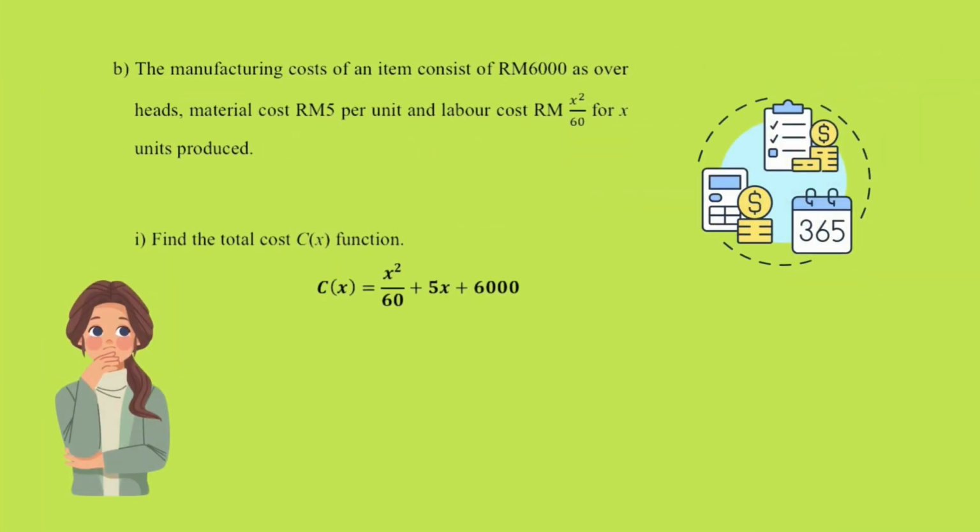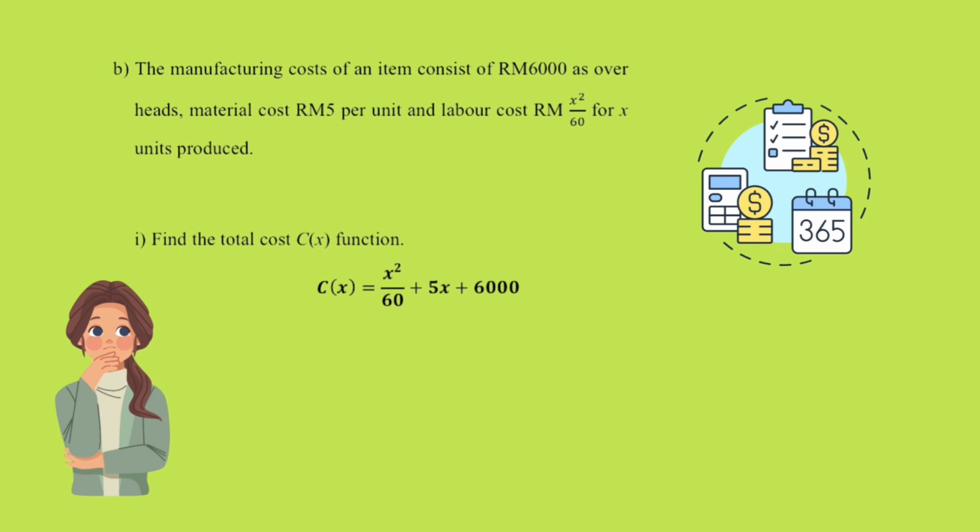For question B, the manufacturing cost of an item consists of RM 6000 as overhead, material cost RM 5 per unit, and labor cost RM x squared plus 60 for x units produced. For Roman 1, the question requires us to find the total cost function. From the lesson we learned, to find the total cost function, we need to first find the variable cost and the fixed cost. We can refer back to the question.